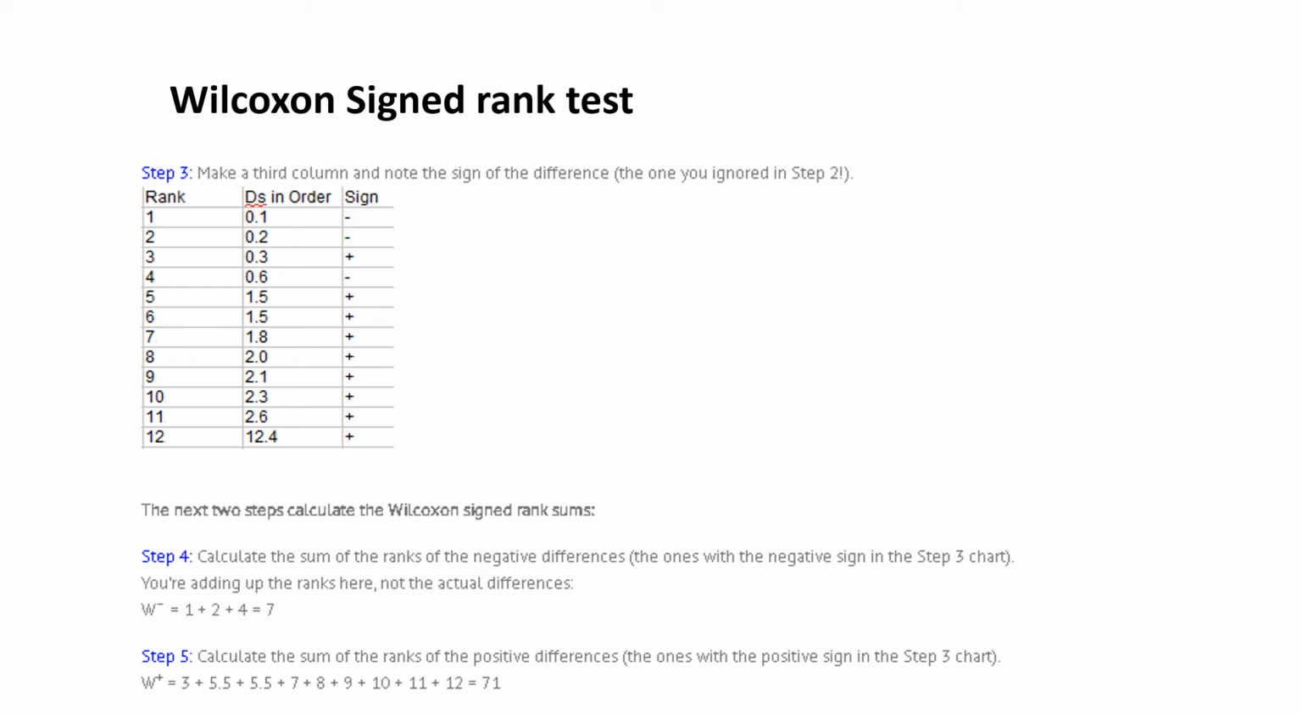So the total of all positive ranks is 71. The total of all negative ranks is 7. So that means positive is more, right? The difference is more positive. But we have to use SPSS to check if the difference is statistically significant or not.